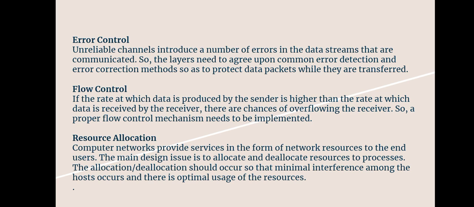Now the next one is flow control. Flow control means a constant data rate is maintained at both sides, the sender side and the receiver side. If the rate at which data is produced by the sender is higher than the rate at which data is received by the receiver, there is a chance of overflowing. That means in that case there is a problem of congestion.